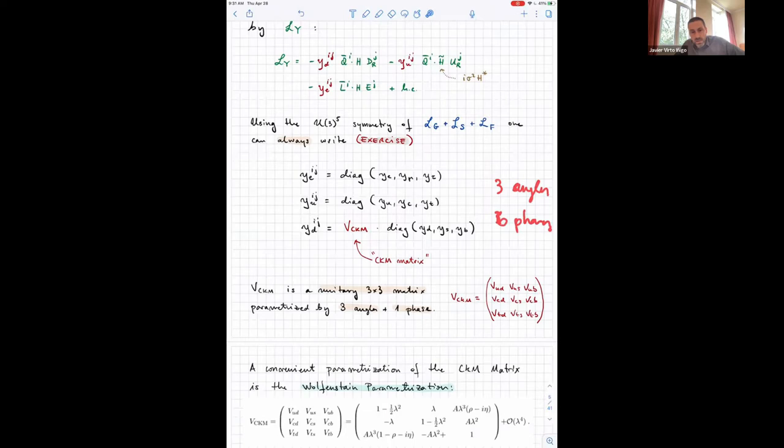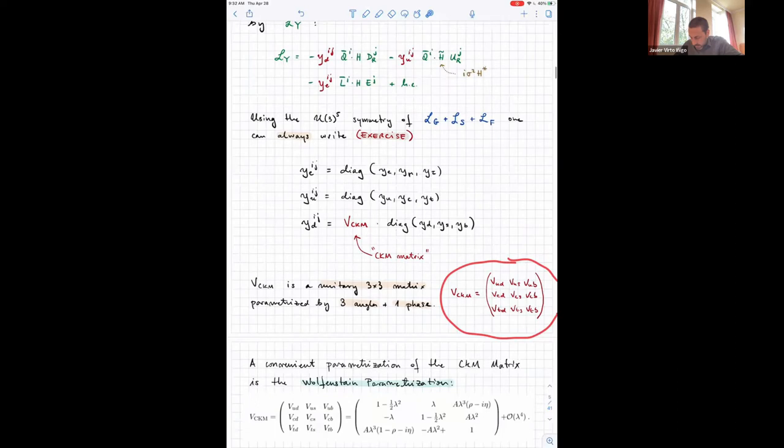So the Yukawa terms break the U3 to the 5 symmetry, but not completely. There is still a remaining symmetry which has 5 degrees of freedom. And these degrees of freedom can be used to remove 5 of these 6 phases. And that's why at the end, the CKM matrix can always be written in a way that is parameterized by three angles and one phase. Okay, this is the usual way one writes the CKM matrix.